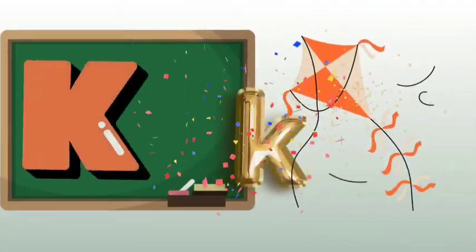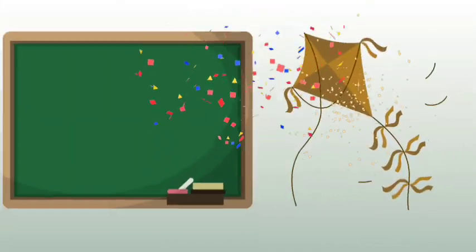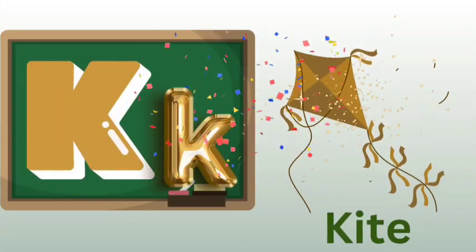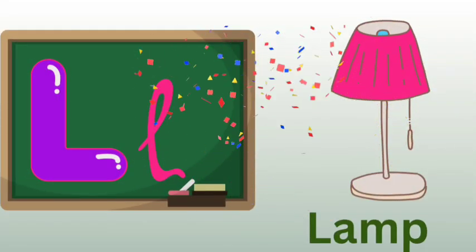K is for kite, kite, kite. L is for lump, lump, lump.